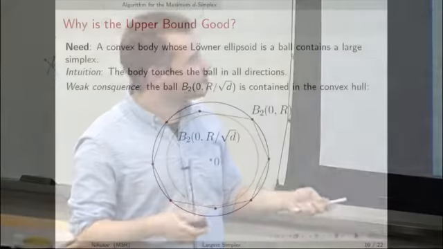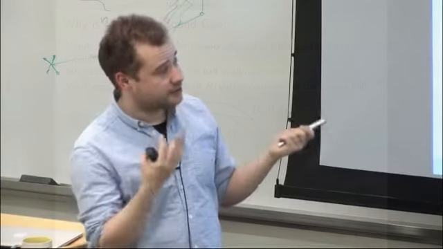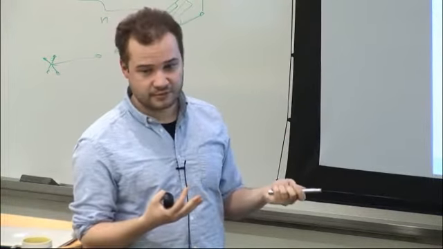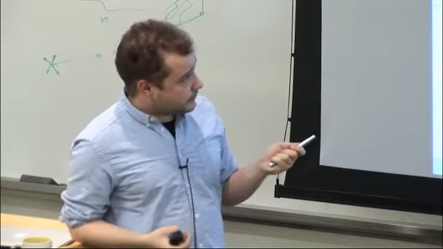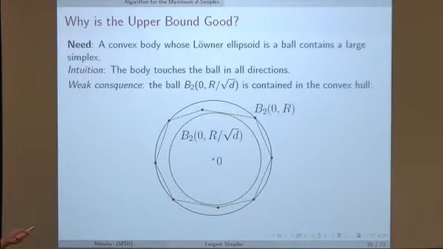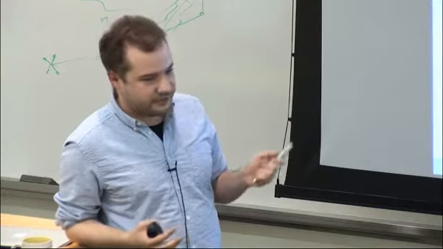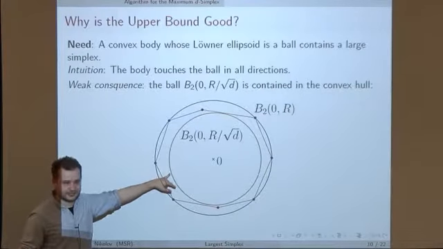One nice thing about the Löwner ellipsoid, which was used in previous algorithms but is too weak for the kind of result I prove, is this: if we have some convex body whose Löwner ellipsoid is a ball of some radius r, and it's a symmetric body as well, then if you scale the radius by root d, you get a ball that's guaranteed to be contained in the convex body. It's not guaranteed to be contained as tightly as it is here, but it's always going to be contained.